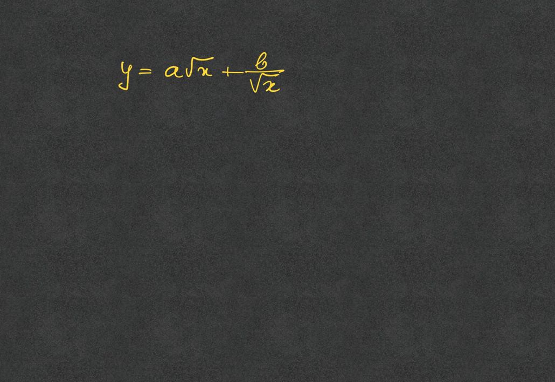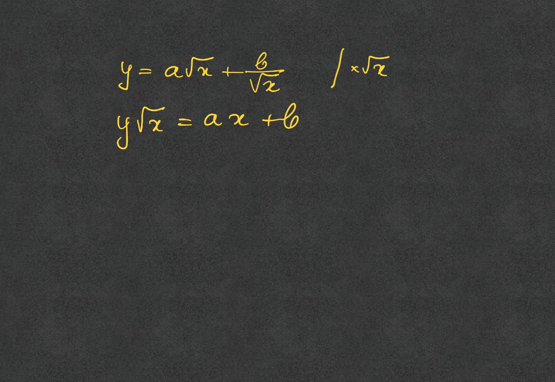Now, as you've got the idea, you can pause and try this yourself. How do I transform it into a linear graph? I multiply by the square root of x and I get y square root of x equals ax plus b. So the new y will be y square root of x, and the new x will be the same as the old x, and this is going to be the gradient and the y-intercept.